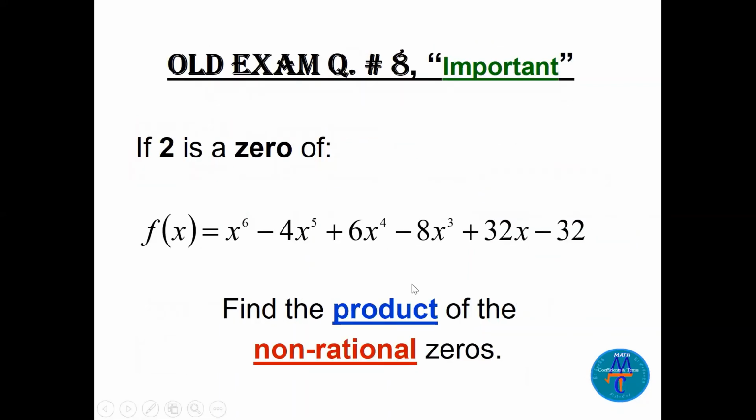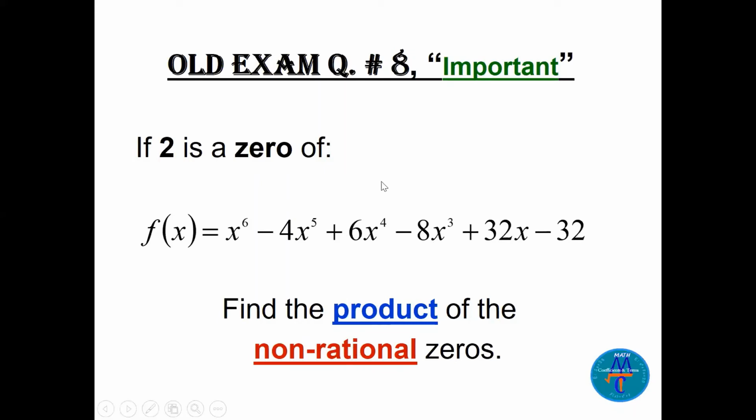If 2 is a 0 of this polynomial function of degree 6, this is not an easy function at all. We need to find the product of the non-rational zeros. We know the rational zeros, p over q, like a half, like 5, like -1, like 3 over 7, -1 over 6, also 10 and 15. So we need to find all the non-rational ones. Maybe they are irrational or they are complex, and then multiply all of them.